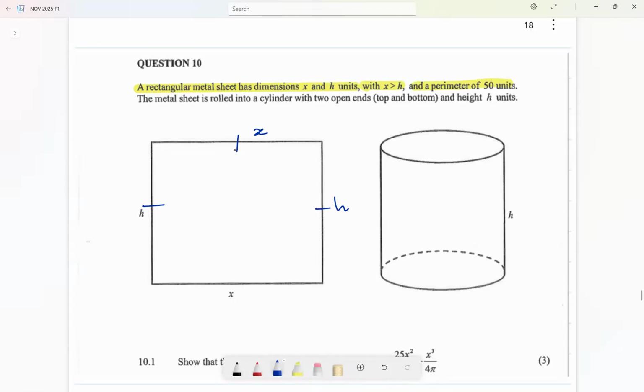50 units. So it means 2x plus 2y should give me 50. And then I can simplify that: x plus y should give me 25. And then I can say x is equal to 25 minus y. Okay? And what am I given again?